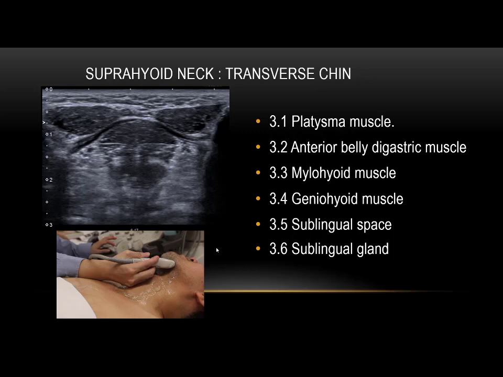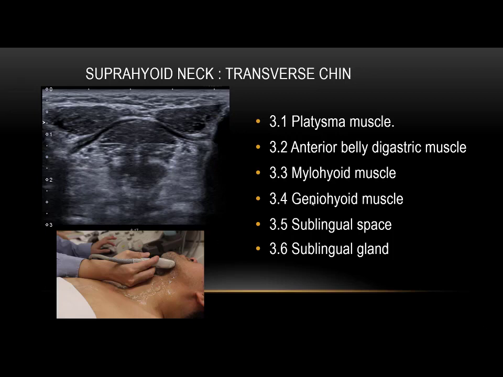the sublingual space area, submandibular gland, and parotid gland. Everything above the hyoid bone is in this level that we need to scan, as well as the internal and external carotid artery. There are several structures that we need to know well about the landmarks of the suprahyoid neck.